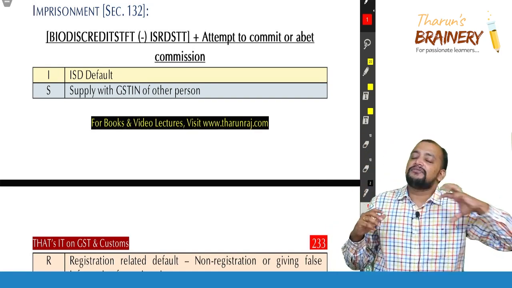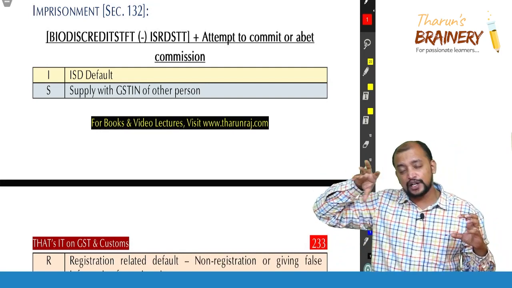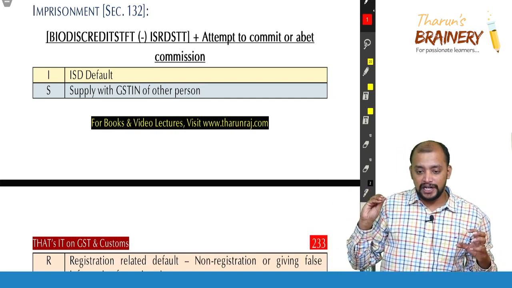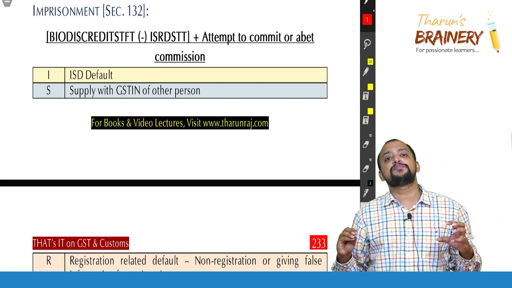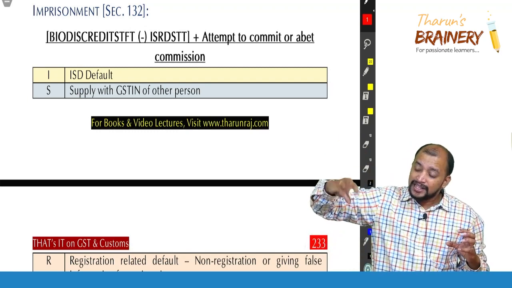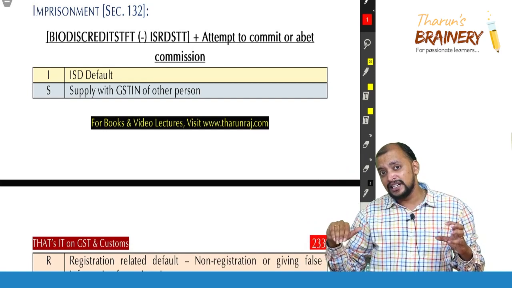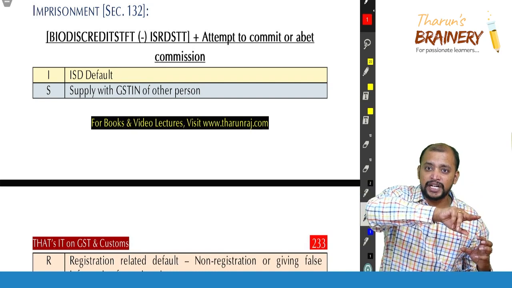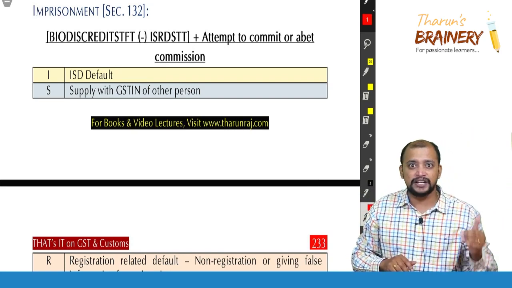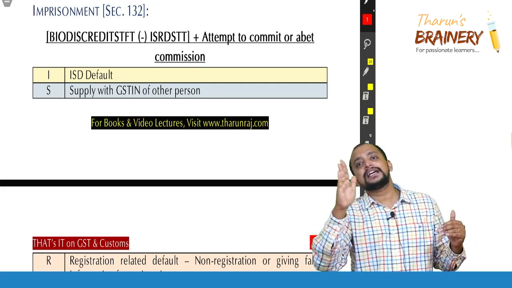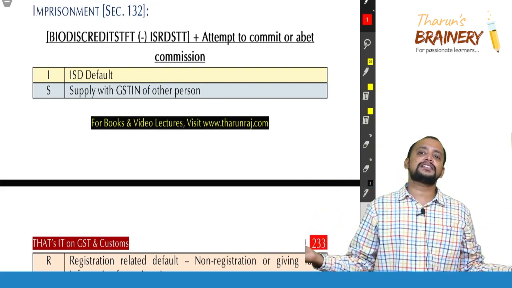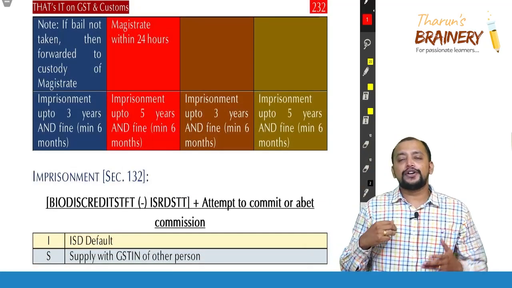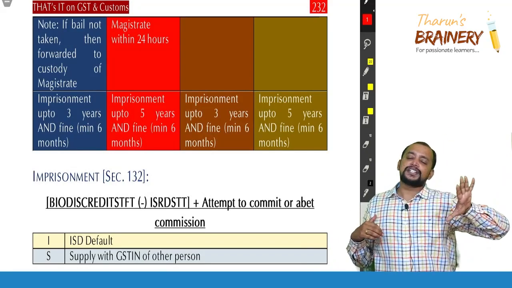ISRDSTT. See, 132 is imprisonment. 132 deals with imprisonment. But whatever the offences for which imprisonment is applicable, rather than remembering them separately, we can connect it with 122 subsection 1. As per 122 subsection 1, there are some offences, biodiscredits TFT. From that, if you remove ISRDSTT, those are the offences that attract imprisonment under section 132.